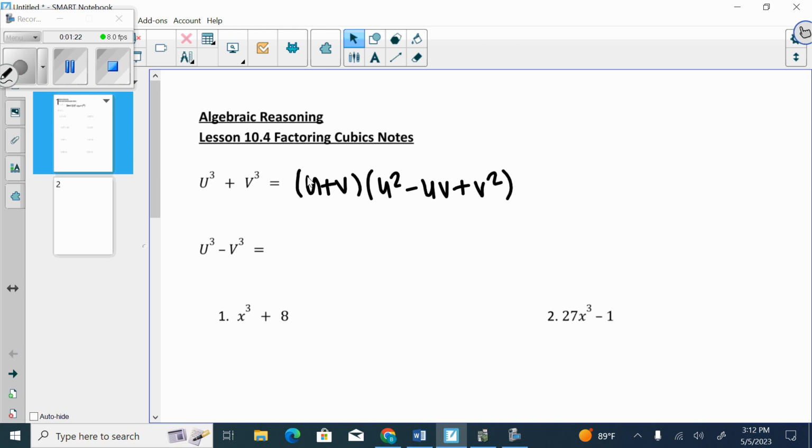Now, if you have 2 terms that are cubes that are being subtracted, the formula is almost exactly the same. The only thing that's going to change is some of our signs, some of these positives and negatives that were in there. So if it's 2 that are being subtracted, it's going to be u minus v in the first parenthesis. And then it's going to be u squared plus uv plus v squared.